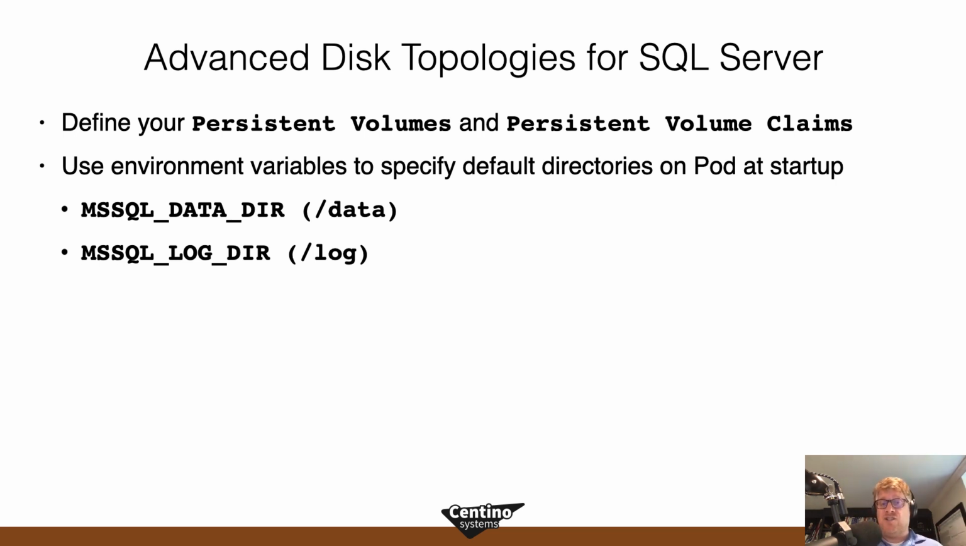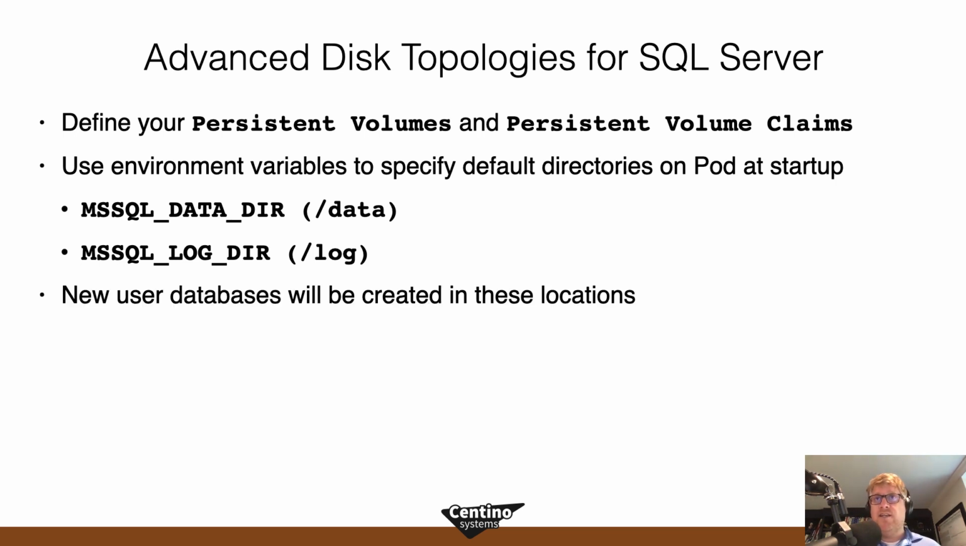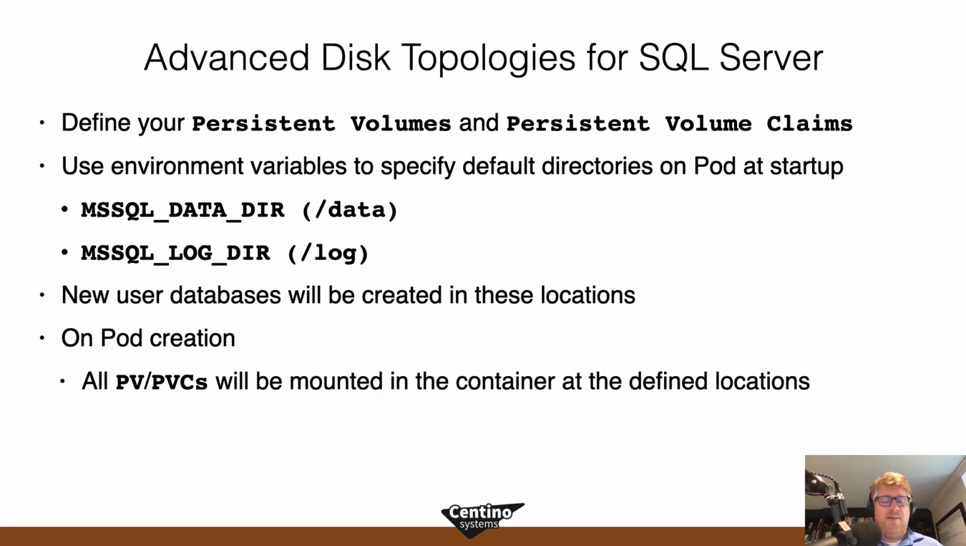We of course could attach those disks and not make these modifications, but when we created a database, we would just need to specify the data file and log path in the actual database's create database statement. But if we're doing it this way, new user databases will be created at these locations. And so when SQL Server starts up that very first time, or potentially multiple times, all those persistent volumes and persistent volume claims will be mounted inside the container, right? Whether we have one at /var/opt/mssql/data, one at /data, and one at /log. It's the job of Kubernetes to make sure that they're all attached into the pod and mounted at the correct locations inside of the file system.